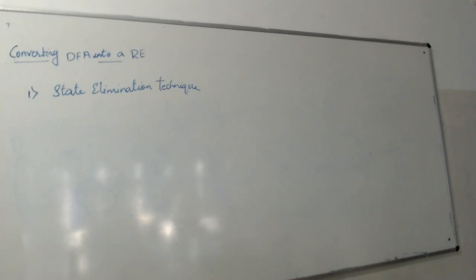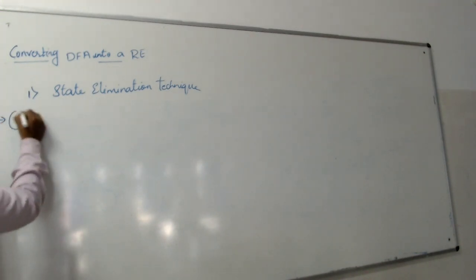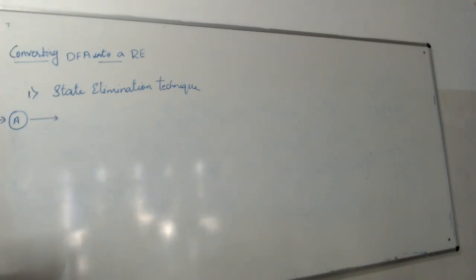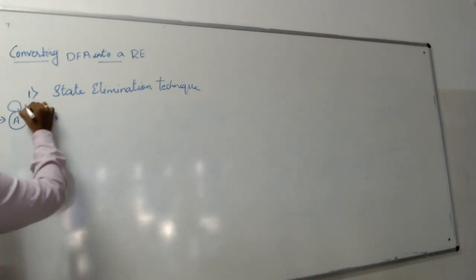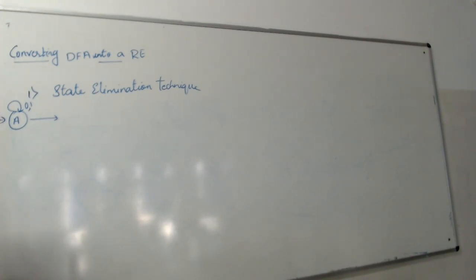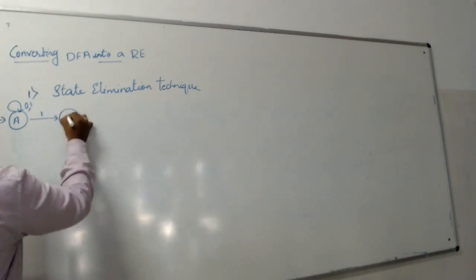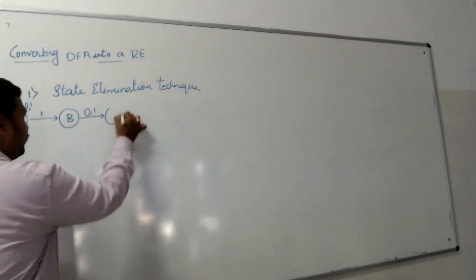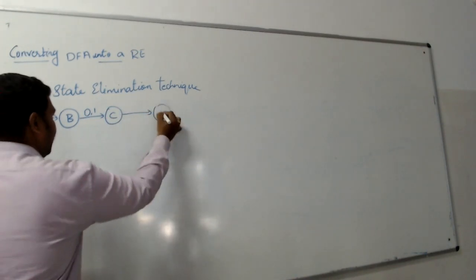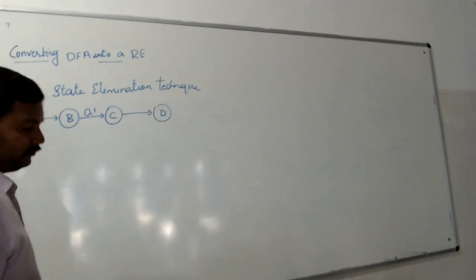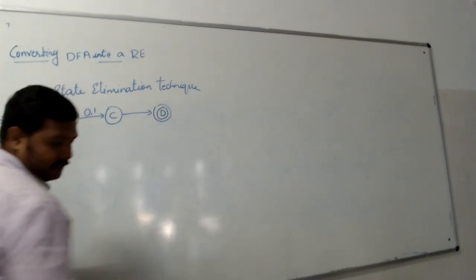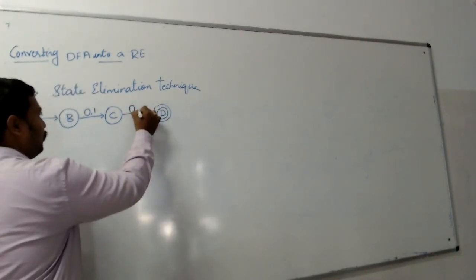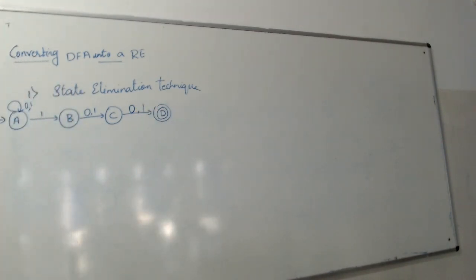Okay. Obtain the regular expression for the following DFA. So your DFA is A. So this is 0, 1, 0 comma 1. It's not 0 1, it's 0 comma 1. On A, B, 0 comma 1, C, and D. And this is 0 comma 1. Final step.